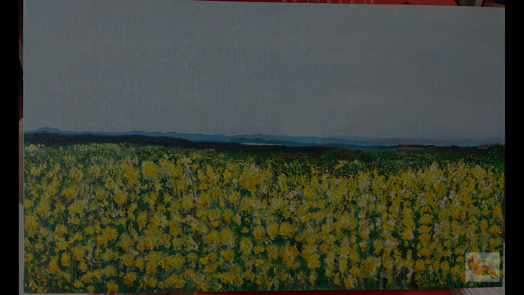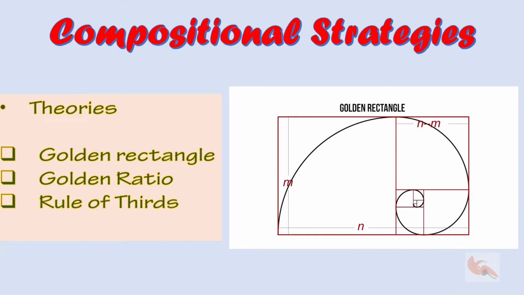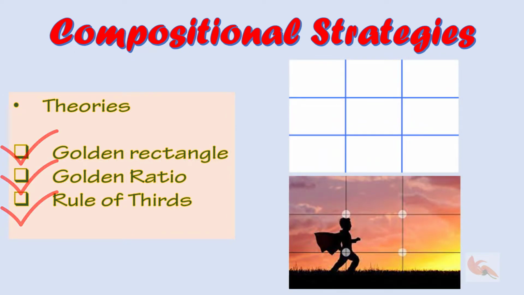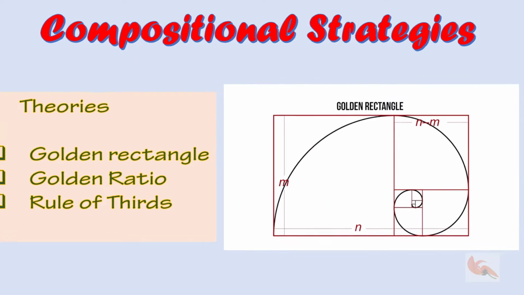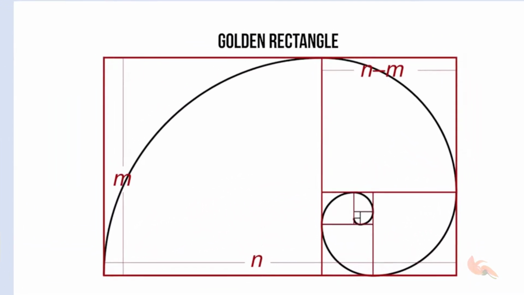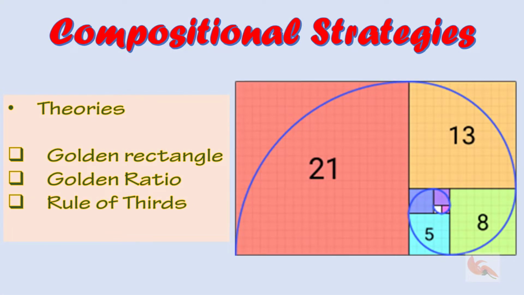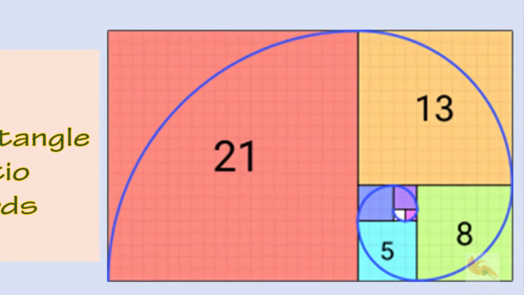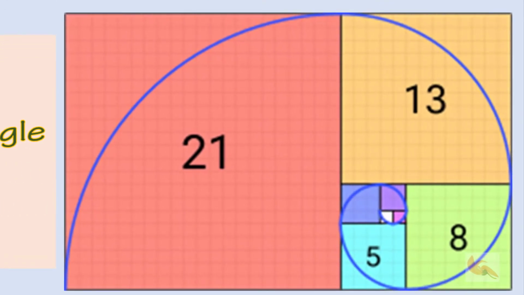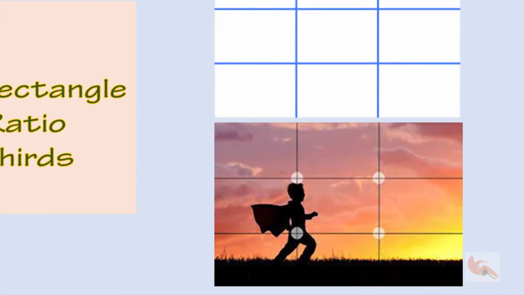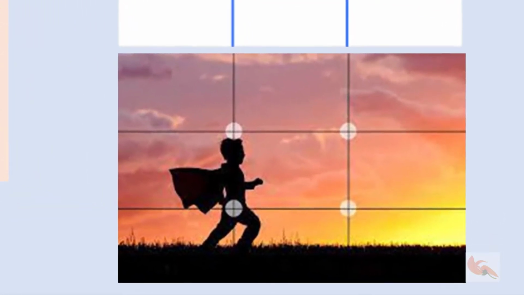Next we'll see a few theories that go on composition, like golden rectangle, golden ratio, and rule of thirds. These theories suggest you divide the painting space and arrange the composition around certain mathematical proportions that are considered most pleasing to the human eye. Many feel these are magic compositional strategies, but if we use these as a solution for all compositional approaches, they can make the position of the focal objects predictable and repetitive.